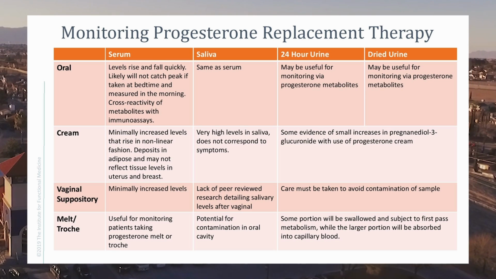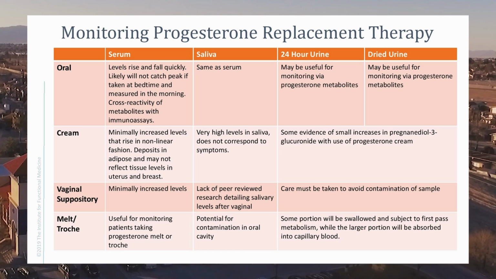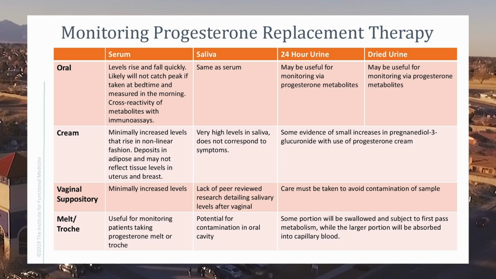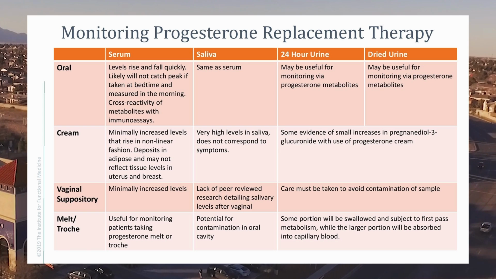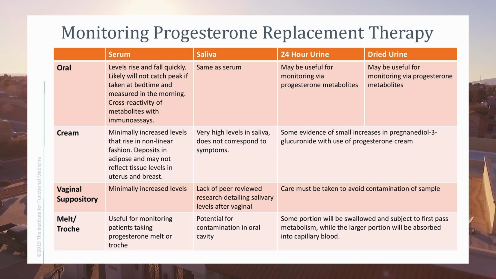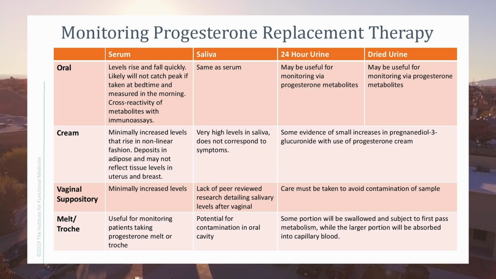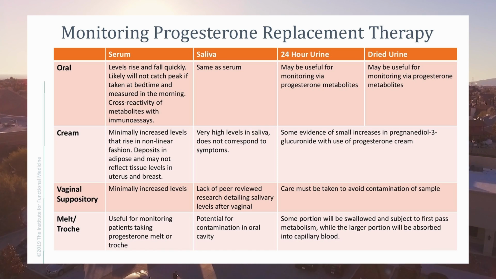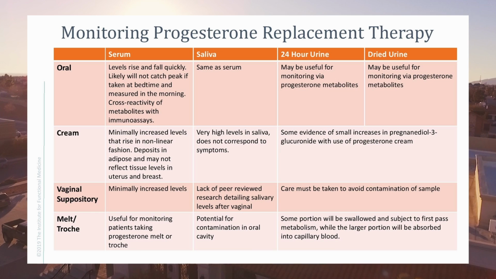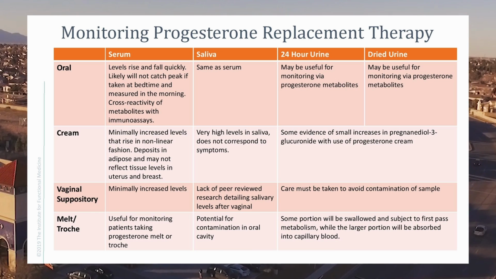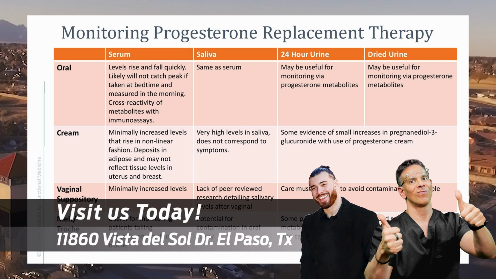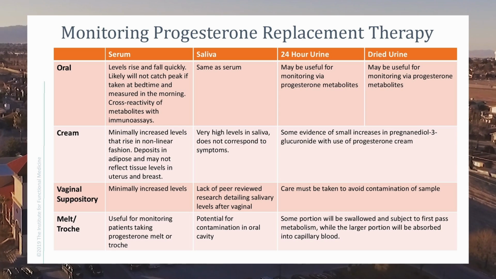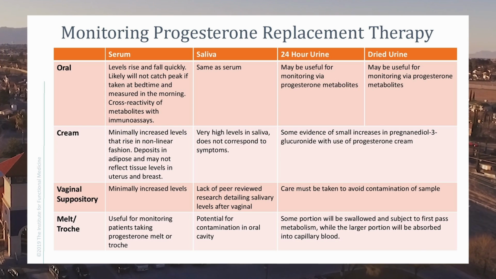Salivary levels after progesterone cream go way up, and they don't correspond to symptoms at all. So don't bother getting a salivary level after a progesterone cream. There's some evidence in urine testing that you can get small increases in the pregnenolone 3 glucuronide if you're using progesterone cream. And so it may turn out that we can use that as a measure of what your progesterone is actually doing. But I think this still needs some more testing. So what you need to keep in mind is there's not really any reliable method to keep track of what's going on when a person uses progesterone cream. So don't fool yourself by getting a level and making a decision based on it.